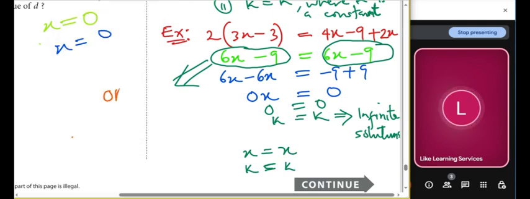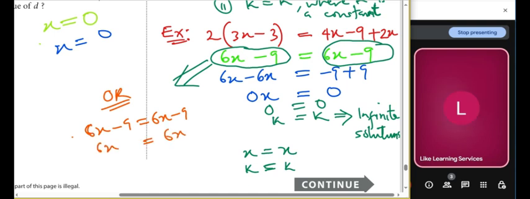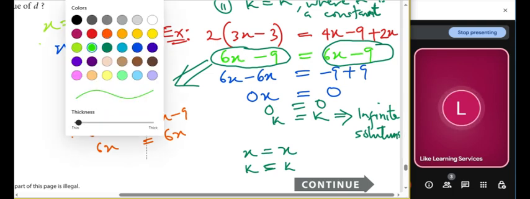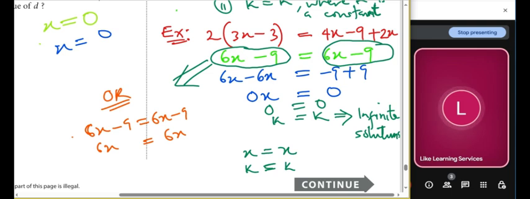Alternatively, what I would have done is 6x minus 9 equal to 6x minus 9. Add 9 to both sides, it will be 6x equal to 6x. Divide through by 6, because you need to be convinced. This mathematics is better understood if you see the principle yourself. So what I just did is add 9 to both sides of the equation.